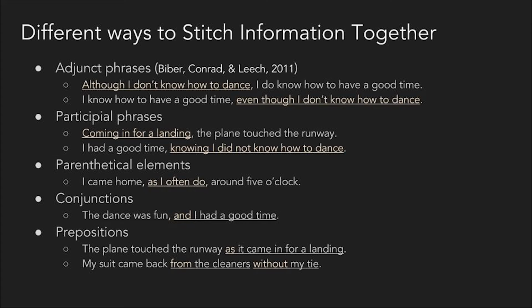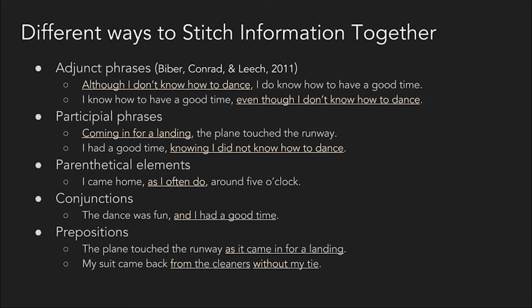We can see the same thing happen when we look at coming in for a landing. The plane touched the runway, under participial phrases. And the plane touched the runway as it came in for a landing, under prepositions. The same information is being represented by two different dependent elements. In this case, we have the participial phrase with the ing verb and the prepositional phrase as it came in for landing. I will take you through the rest of these examples in a little bit more detail too. Looking at this slide, you will notice that the elements being pointed out are underlined and the language components connecting them to the sentence are in yellow.